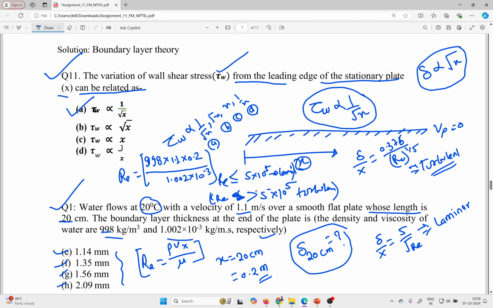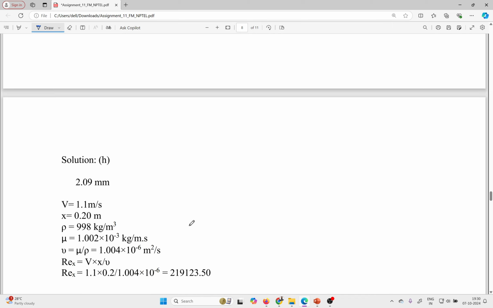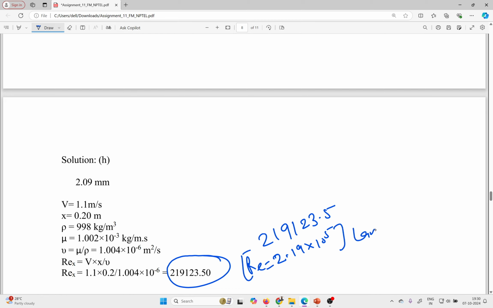Remember, please. If you calculate these things, your Re will become 219,123.5, meaning 2.19 into 10 to the power 5. Re is less than 5 into 10 to the power 5, so it is the laminar condition. So your laminar formula will be used in this question.